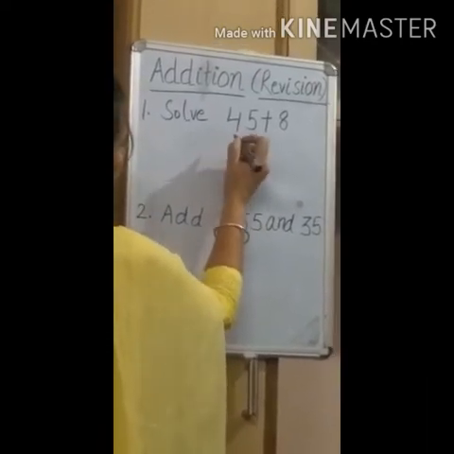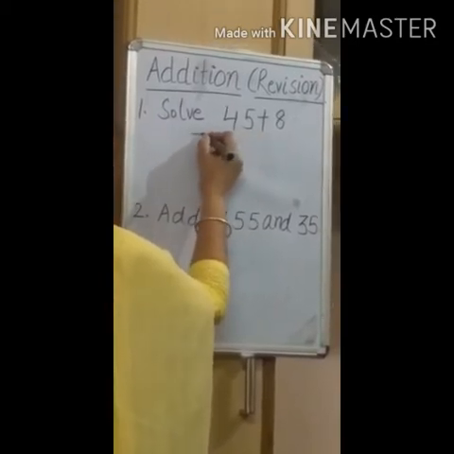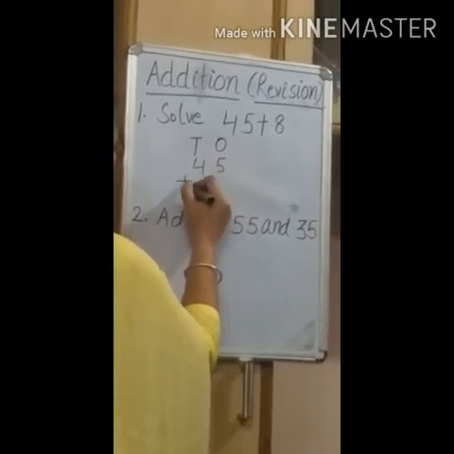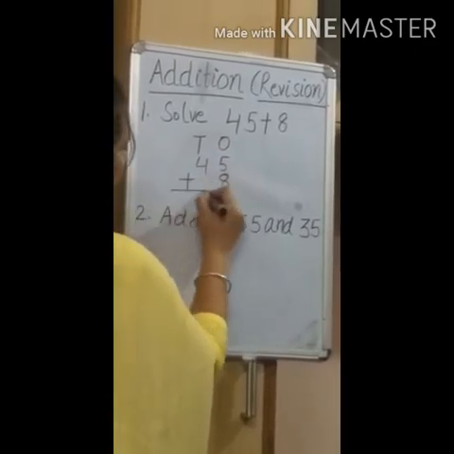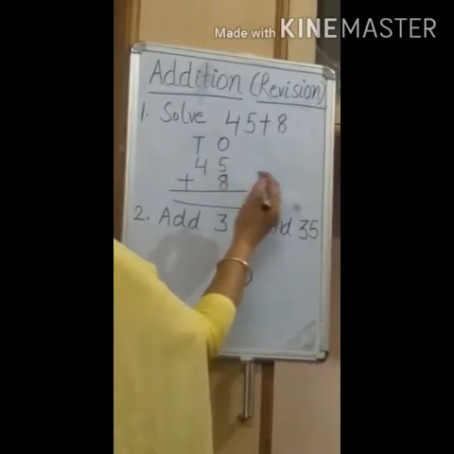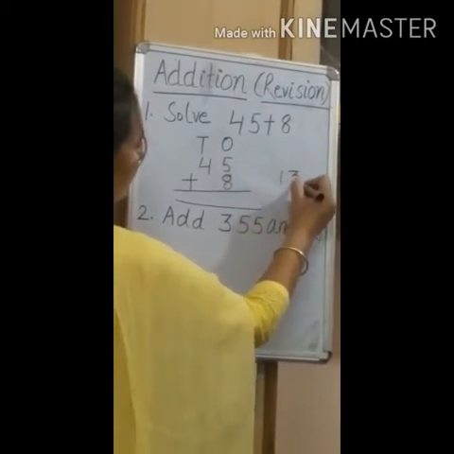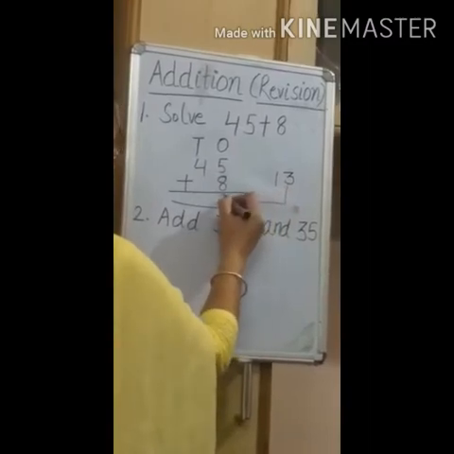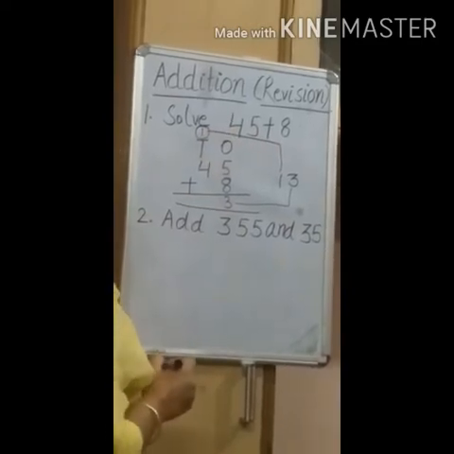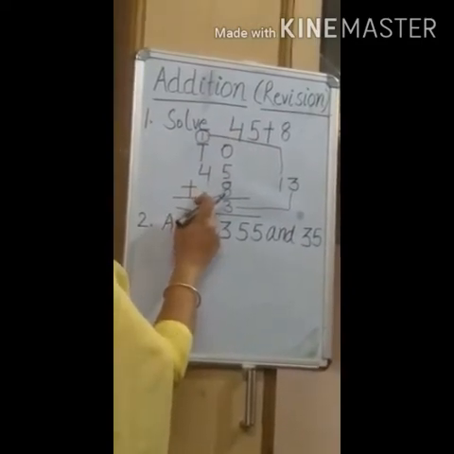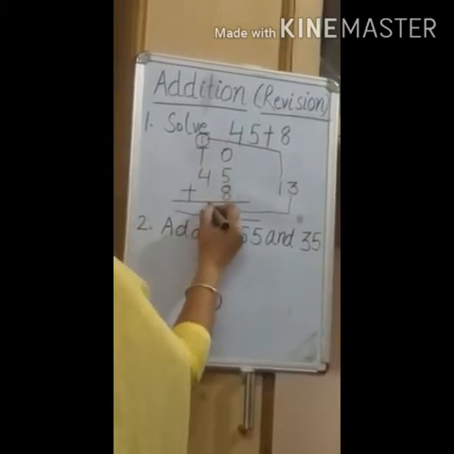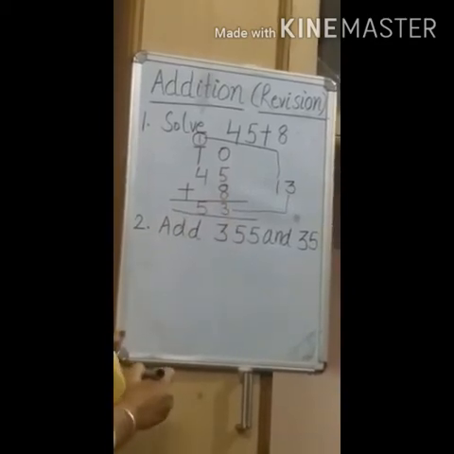I will write this number according to its place, ones and tens. 45, 4 at tens place, 5 at ones place, and 8 is only a 1-digit number, so I will write it in the ones column. Now add 5 ones and 8 ones. 5 ones and 8 ones is 13 ones. Now I will put 3 here and 1 will go as carry in the tens column. Now you can see no digit is here, so I will add 4 and 1 carry, 4 and 1 is 5. So my answer is 53.